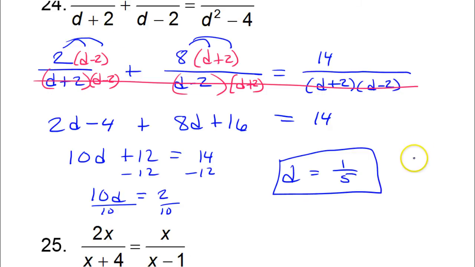Alright, excluded values. Looking at the d plus 2, that tells us that d cannot equal negative 2. Looking at the d minus 2, I know that d cannot equal positive 2. This is not excluded, so that's a fine answer.